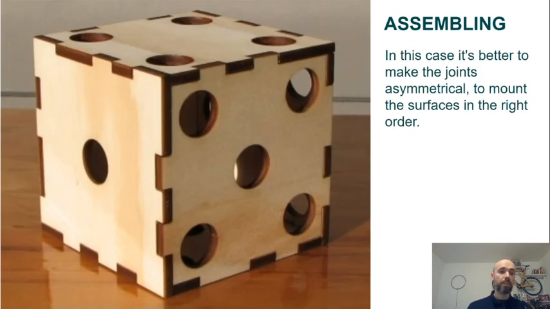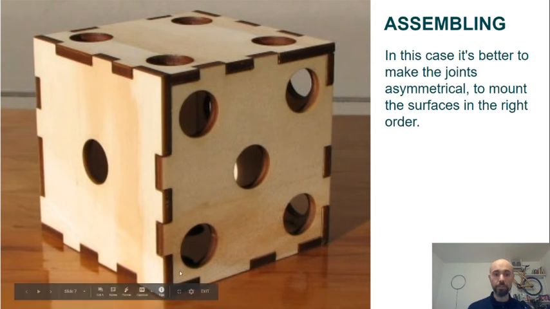Simple example, a dice. You know that the opposite faces in a dice should add up to 7. So opposite to 1, there's the 6, opposite to 5, there's 2, opposite to 4, there's 3. To be sure that this happens, no connections here are the same. Very simple example, but it gives you an idea.